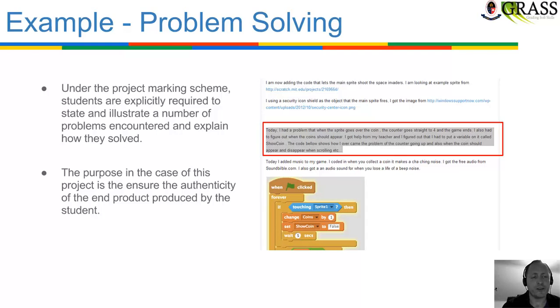So in this example here, you'll see the student, and they are asked as part of the project to specifically highlight problems they have encountered and their strategies and resolutions for those problems. So in the example here, there's a student who had a problem with his code, and he outlines there in the example there how that was resolved. In relation to this project, the aim of having that requirement to illustrate a problem and a resolution was just to ensure the authenticity of the students' project, that it was their own work, because they could work on this at home.